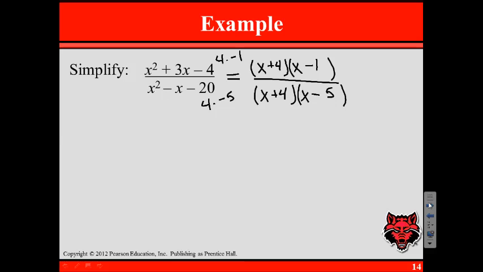Now our two factors in the numerator are x plus 4 and x minus 1. The two factors in the denominator are x plus 4 and x minus 5. So the numerator and denominator have a common factor of x plus 4 that we can cancel out. And the factors that are not in common, we write down again, x minus 1 over x minus 5. And that would be the answer.